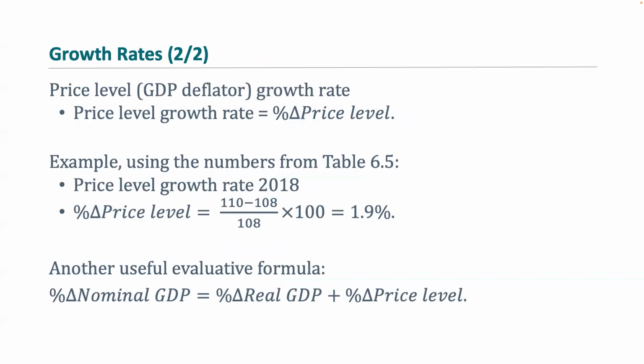To find inflation, we use the same formulas for GDP growth. So here we have our price level GDP deflator growth rate, which is just the percentage change of the price level. And they give you an example with numbers from table 6.5. So they take the price level growth rate for 2018 minus our base year, divided by our base year, and then times 100, and that gives us our percent change in the price level of 1.9%.